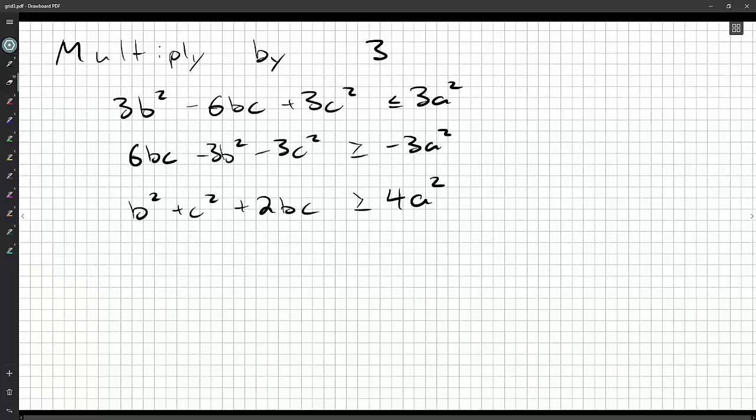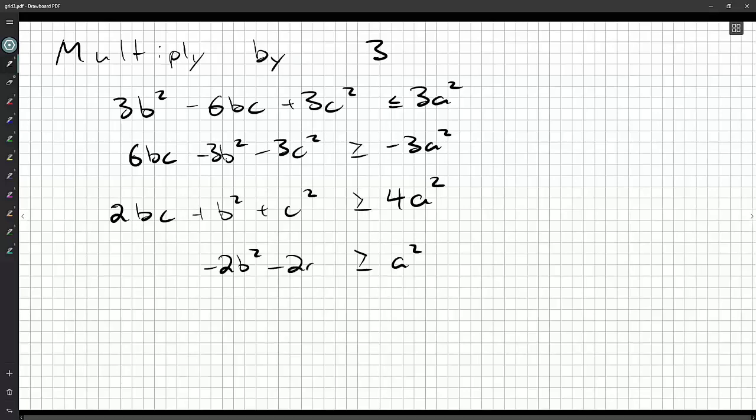Now if I lined things up properly, there we go. We'll say 2bc plus b squared plus c squared. If I add them, then minus 2b squared minus 2c squared and 8bc, that's got to be greater than or equal to a squared. So then divide by 2. I've got my a squared, but at what cost?